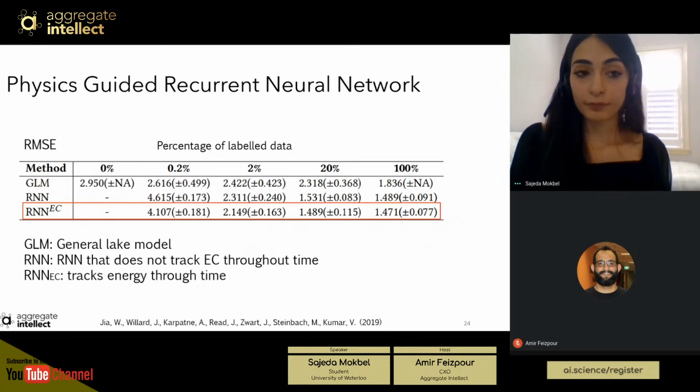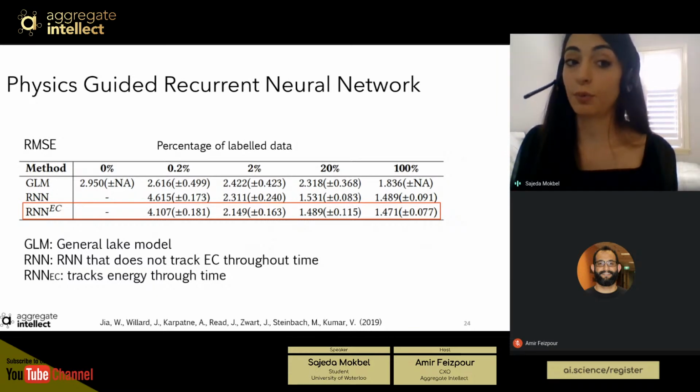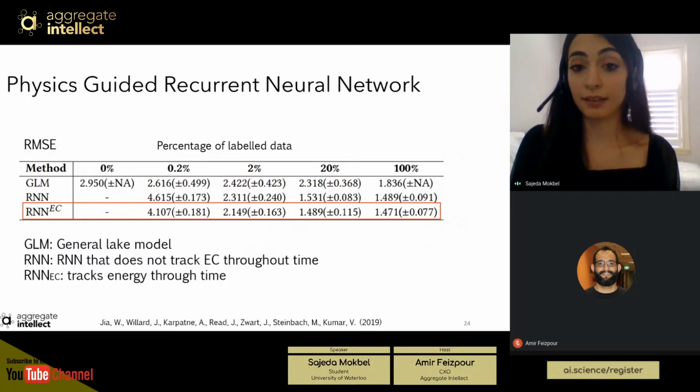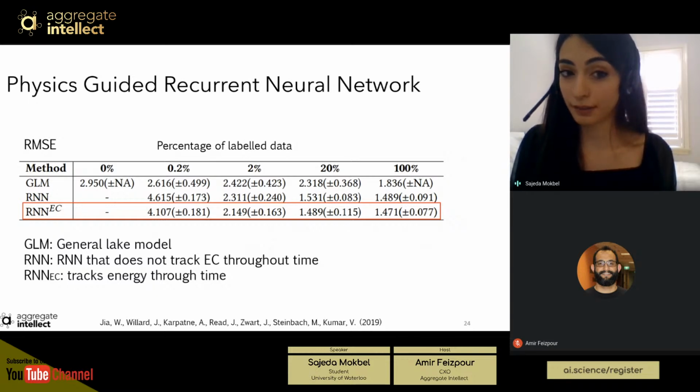So these are the root mean squared errors of different methods. We have the general lake model, which is just a physics model, no machine learning. The second one is a recurrent neural network without the energy conservation, so without that physics penalty, and then the recurrent neural network with the energy conservation. As you can see, given enough labeled data, the recurrent neural network that is proposed has the least amount of error compared to the other two methods.